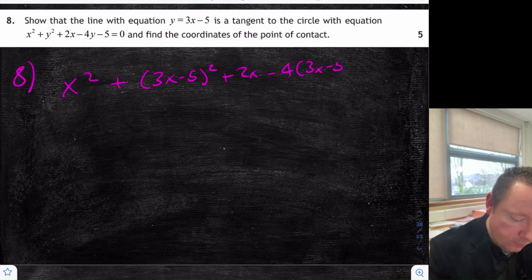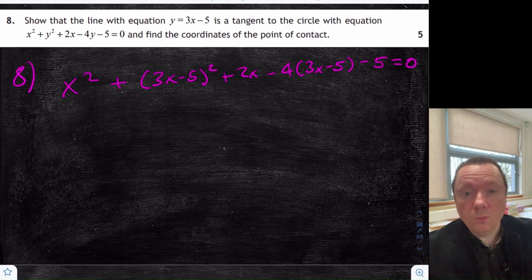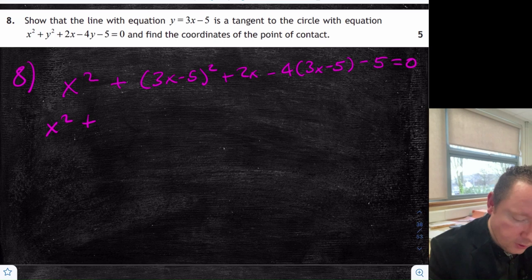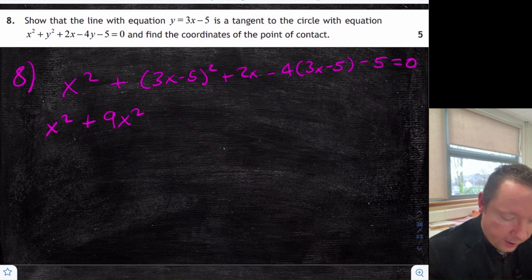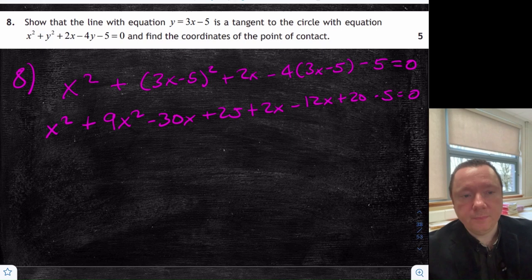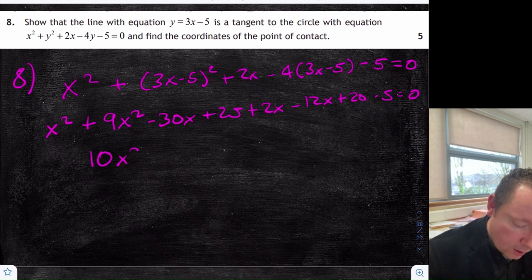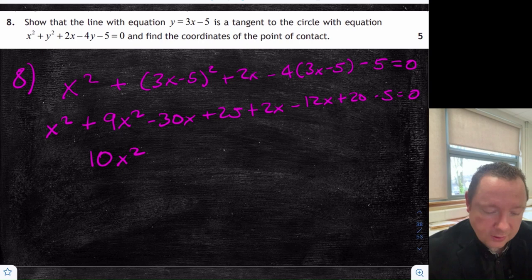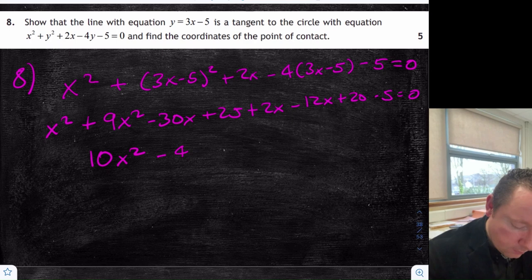equals 0. So multiplying out our brackets, we get x squared plus 3 threes are 9, so 9x squared. 3 fives is 15 times 2 is 30, so minus 30x plus 25 plus 2x. 4 threes is 12, so minus 12x. 4 fives is 20, so plus 20, then minus 5 equals 0. So you're going to get a quadratic. So we've got x squared plus 9x squared is 10x squared. Minus 30x plus 2x is minus 28x. Minus 12x is minus 40x. And then we've got our number part, 25 plus 20 is 45, minus 5 is 40. And we know that that equals 0.